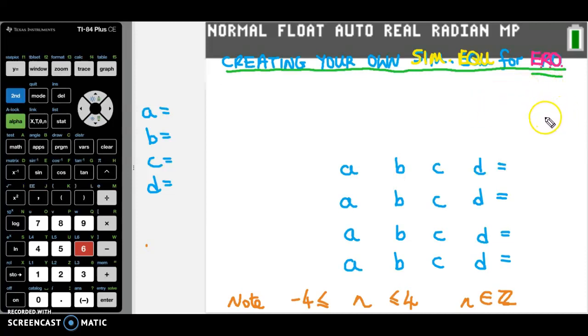Because not only can we solve our own questions, see if they work, but then we can also share them with our peers and our teachers. So I'm going to show you how I make one up. I set up how many variables I want to have, and if I'm going to have 4 variables, I want to have 4 equations. That's the only way I can really solve it properly.